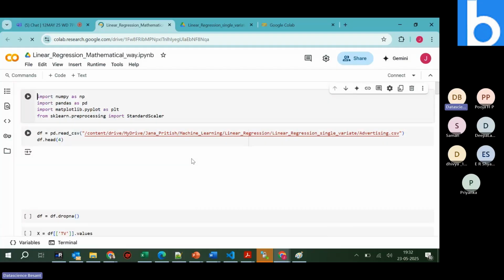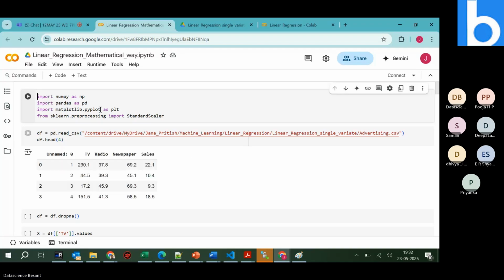So whatever we did in the theoretical part, we are going to see in the programmatic way. That's all. Now, if you clearly understood the theoretical part, the mathematical intuition or the calculation, it will be very easy for you to understand the program. So if you see the libraries which I have imported, you are aware of them.